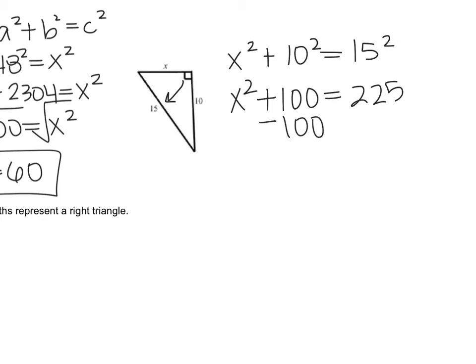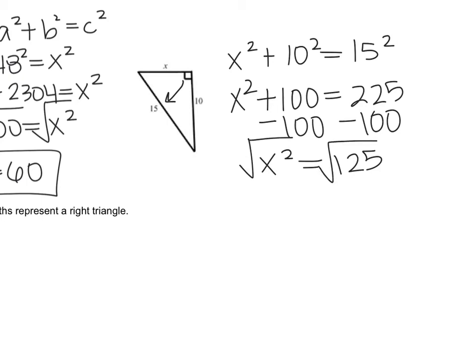We're going to subtract 100 from both sides. So we're going to get x squared equals 125. Then we're going to take the square root of both sides, and we're going to get that x equals 5 square root 5.